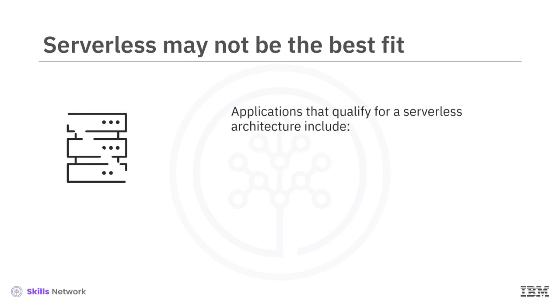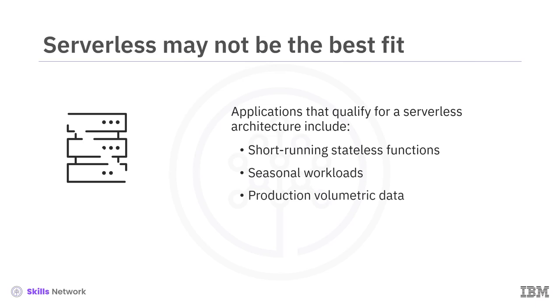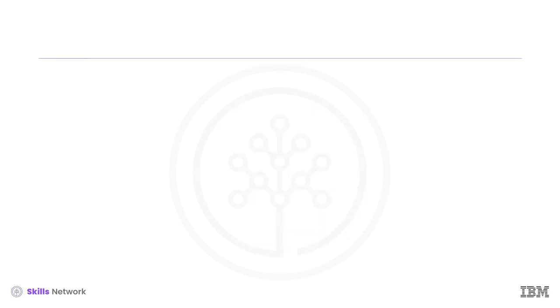Applications that qualify for a serverless architecture include some of the following characteristics: short-running stateless functions, seconds or minutes; seasonal workloads with varying off-peak and peaks; production volumetric data that shows too much idle time; event-based processing or asynchronous request processing for implementing use cases; microservices that can be built as functions that are stateless.